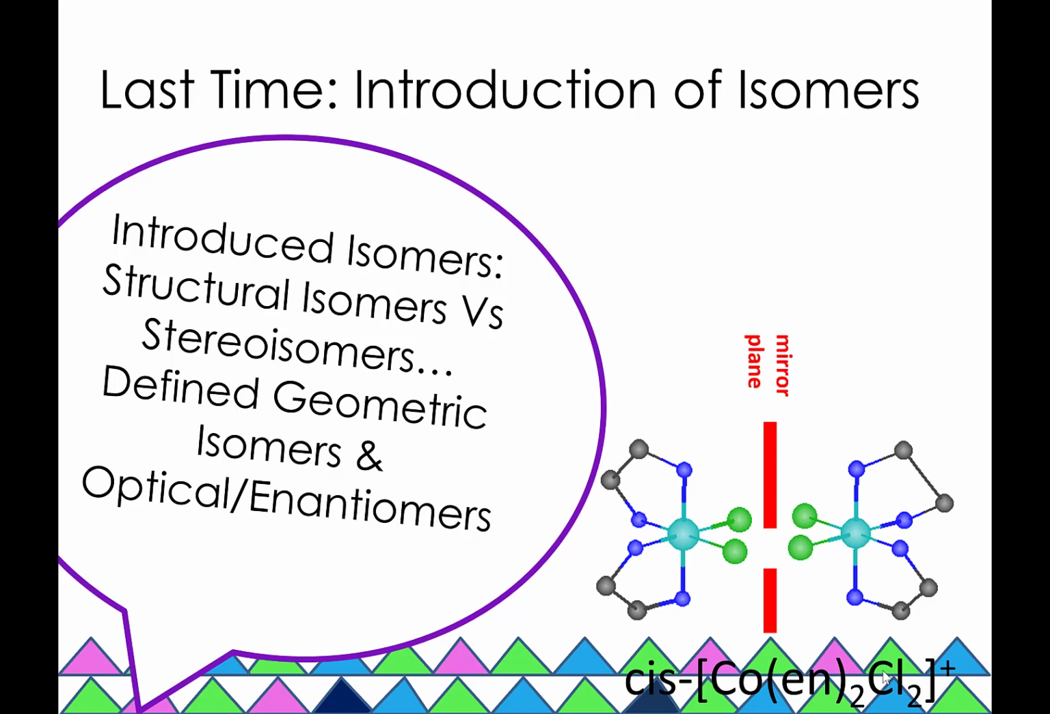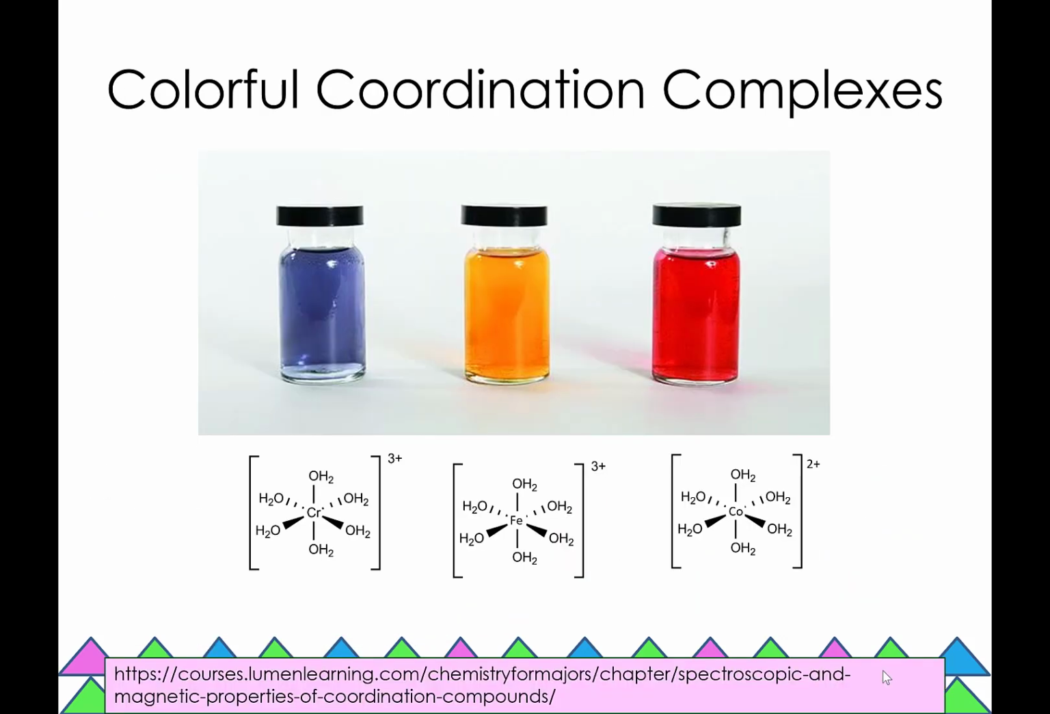Until this point, we have been discussing the structure and isomerism of coordination compounds and complex ions. We talked about both structural isomers and stereoisomers. So now that we've talked about the structure and isomerism of coordination compounds, we want to start thinking about the properties of some of these coordination compounds.